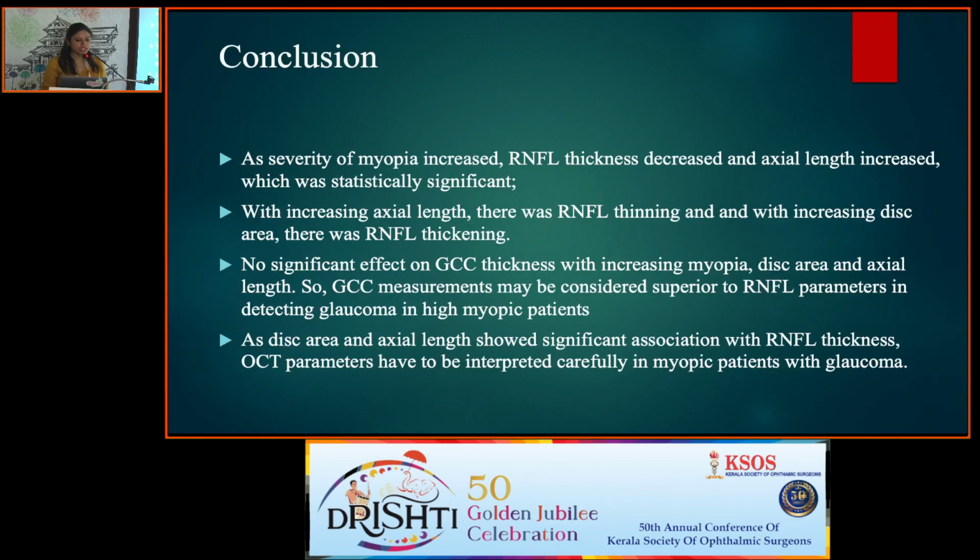Conclusion: as the severity of myopia increased, RNFL thickness decreased and axial length increased, which was statistically significant. With increasing axial length, there was RNFL thinning, and with increasing disc area, there was RNFL thickening. No significant effect on GCC thickness with increasing myopia, disc area, and axial length.